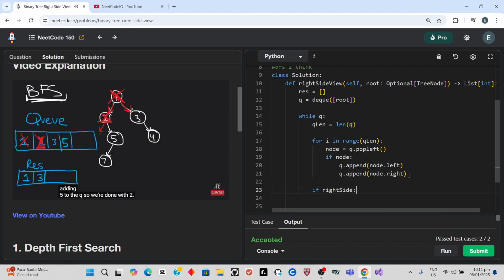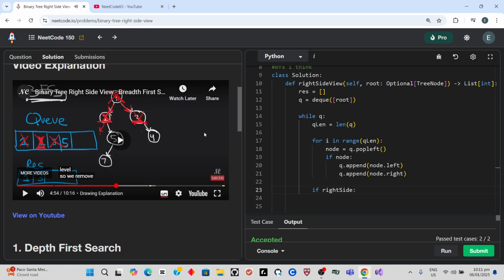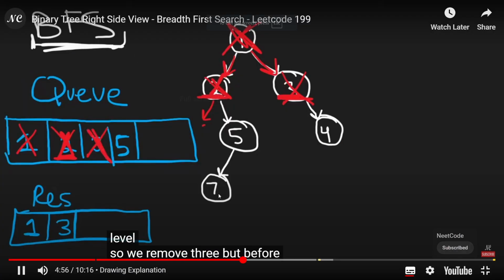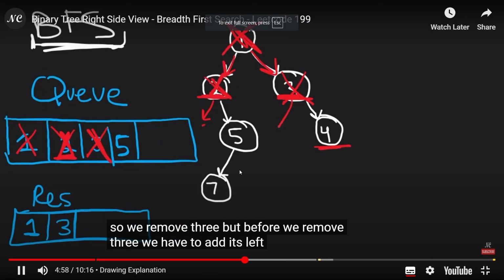So we're done with 2. Next, we have to remove 3 from our queue because we're done with this level. We want to look at the next level. So we remove 3, but before we remove 3, we have to add its left and right child.